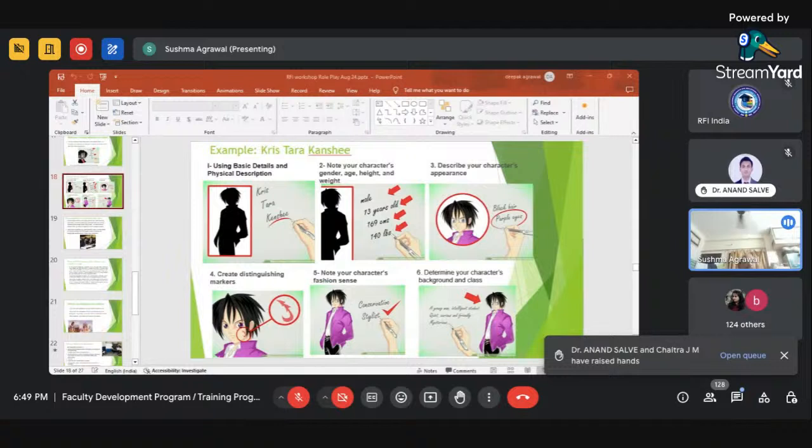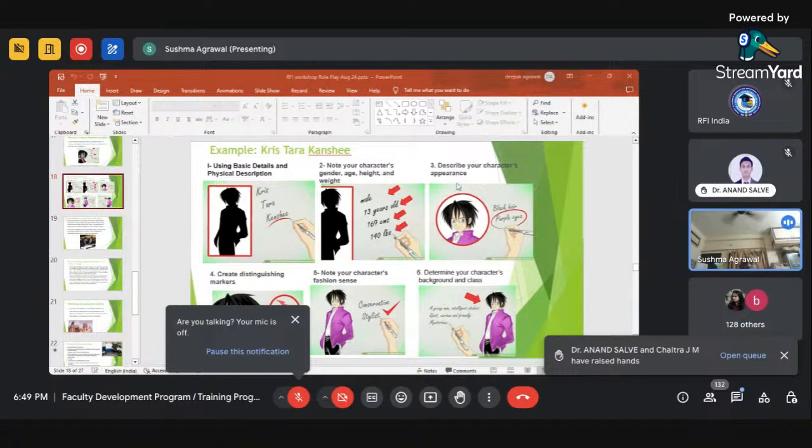Number one, you can start with the basic details, the physical description of this character. Note the character's gender, age, height, and weight. It will be helpful in creating the image of that character. There are various software and tools available nowadays where you can define all these things and create this character. Then finally, you need to decide about this character's appearance. Just like here, they have included black hair and purple eyes.